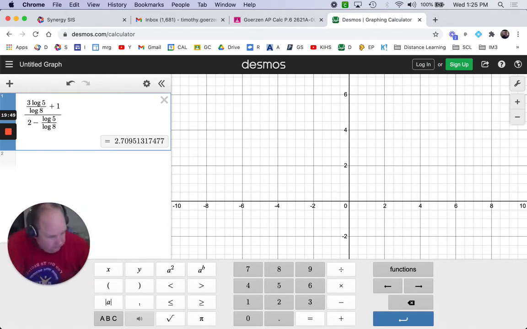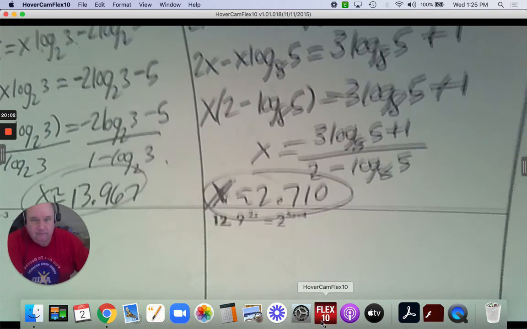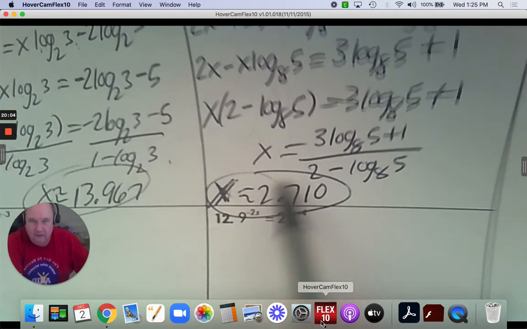2.709. Really, if you want to round it properly to 3 decimal places, we'd write 2.710 if you want to round correctly.